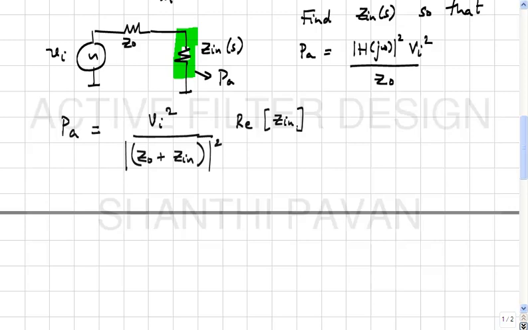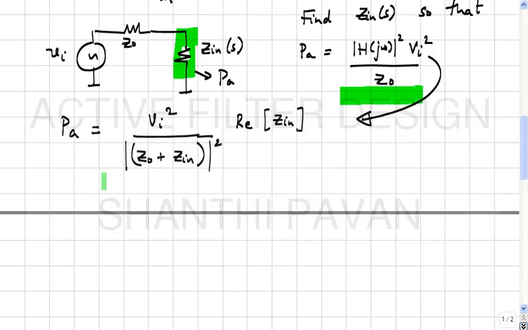Okay, and if we deal with only S on the j omega axis, all this corresponds to standard sinusoidal steady state analysis, all the phasor stuff that you've done in your basic circuits classes. You understand? So what we need to do is to find a Zn such that Vi square times real part of Zn divided by magnitude Z0 plus Zn whole square is mod h of j omega square Vi square by Z0. Is that clear? This is what we wanted for the power dissipated in Zn of S.